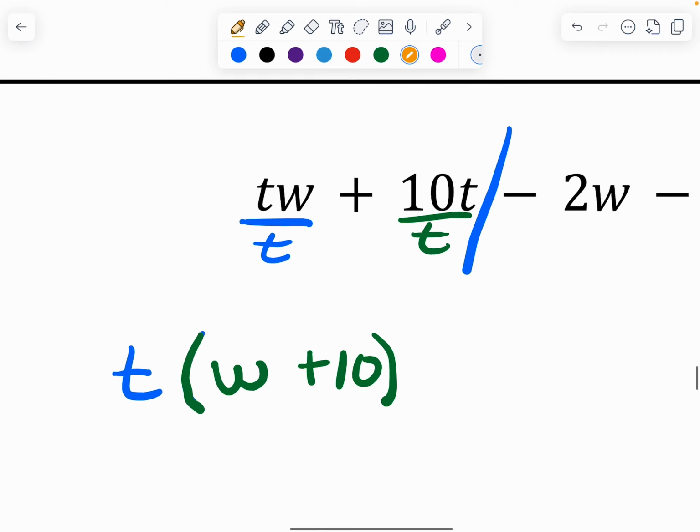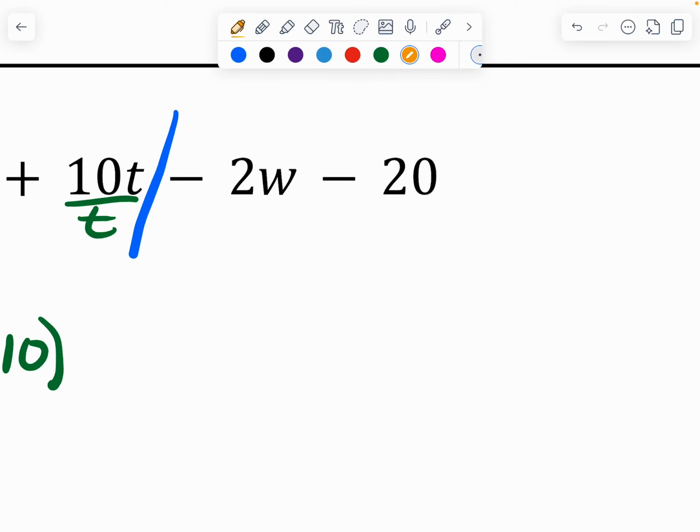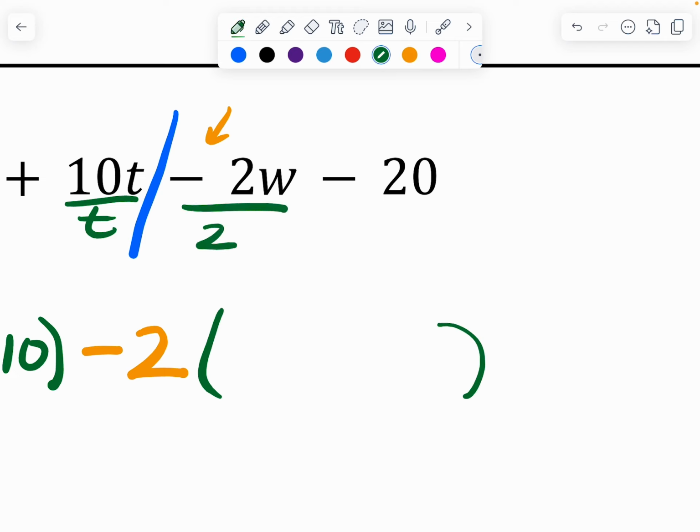Now, the next one over here. Do you see how they both have negatives? That this is a negative sign? I'm going to factor out a negative. And then what do they have in common? They have a 2 in common. I'm going to factor out a negative 2. So if I divide this by negative 2, oops, not 2w, just negative 2, I'm going to get w. If I divide this by a negative 2, I'm going to get plus 10.